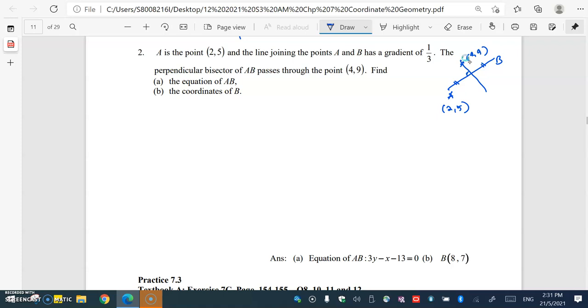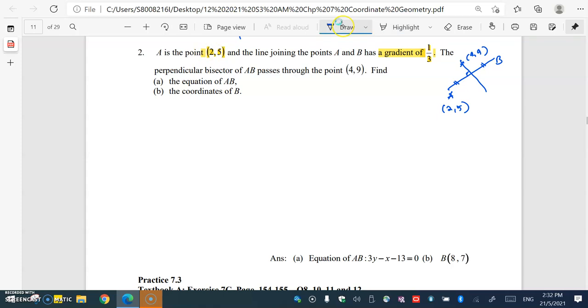All right, first and foremost, the question wants you to find the equation of AB. To find the equation, you will need a gradient as well as a point. It has always been the case, a gradient and a point. So now I know that the gradient is 1/3, and I do have indeed the coordinates of point A.